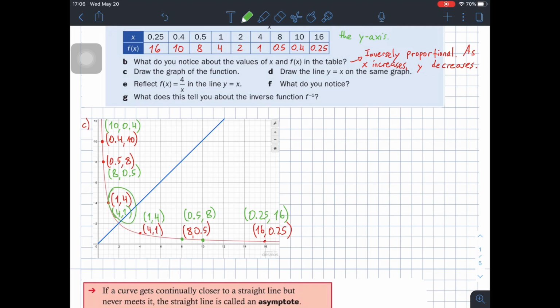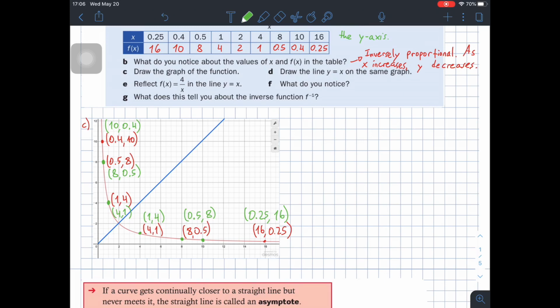Then 4 and 1 is exactly this point over here. There. Then we have 1 and 4. 1 and 4 is exactly this point over here. Then 0.5 and 8. 0.5 and 8 is exactly this point over here. And finally, 0.25 and 16 is exactly, well, I cannot draw that point because it's out of my reach.